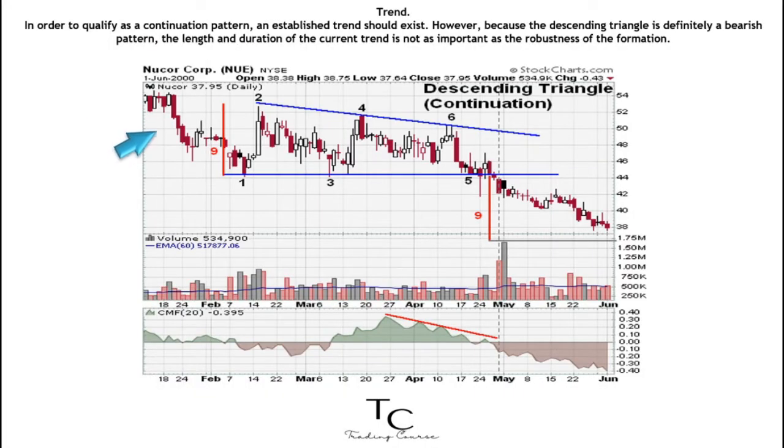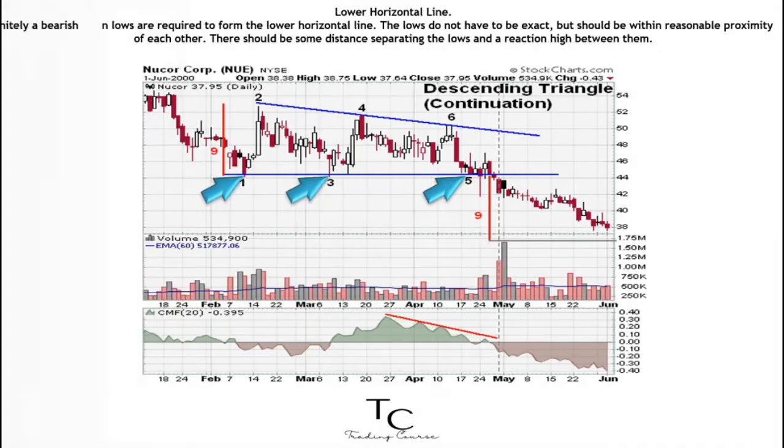Trend. In order to qualify as a continuation pattern, an established trend should exist. However, because the descending triangle is definitely a bearish pattern, the length and duration of the current trend is not as important as the robustness of the formation.